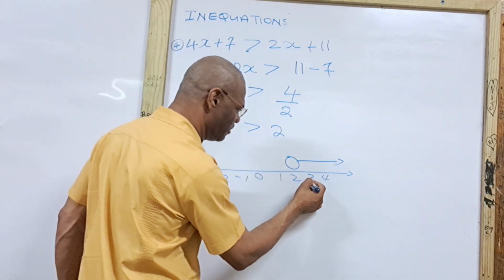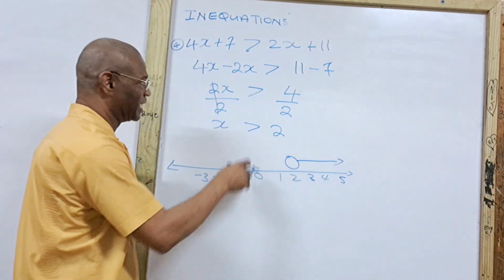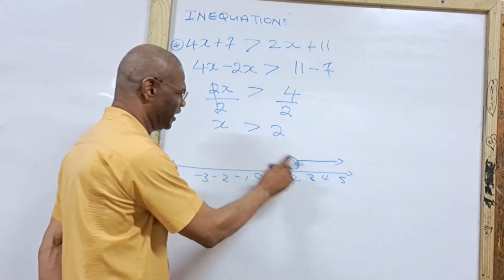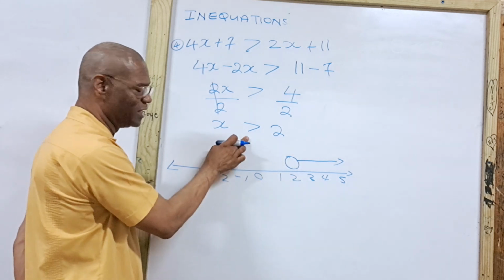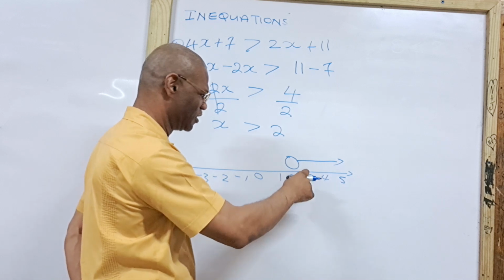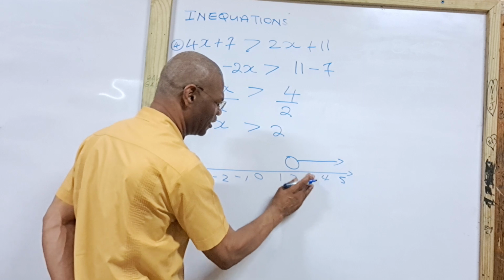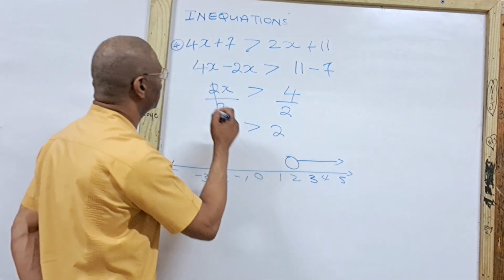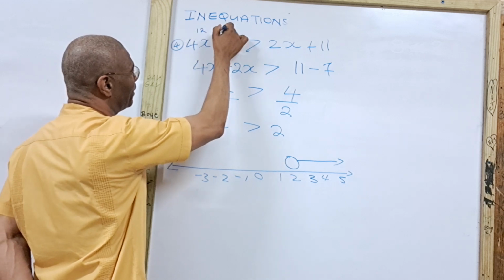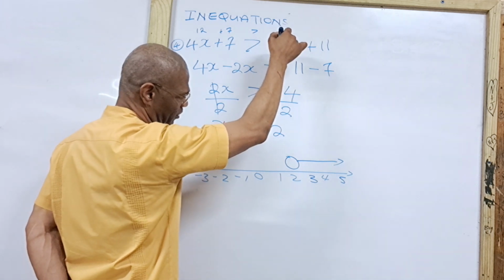So any one of these numbers here, 5, 6, 7, 8, 9, 10, and so on, would satisfy this inequation. If I select any one of these numbers, 2 is not included. Why? Because it did not say or equal to. So I'll have to choose either 3, 4, 5, 6, and so on. So let's choose 3 and see if it works.